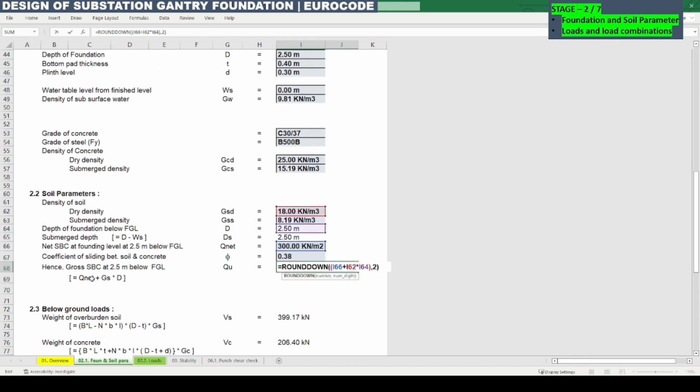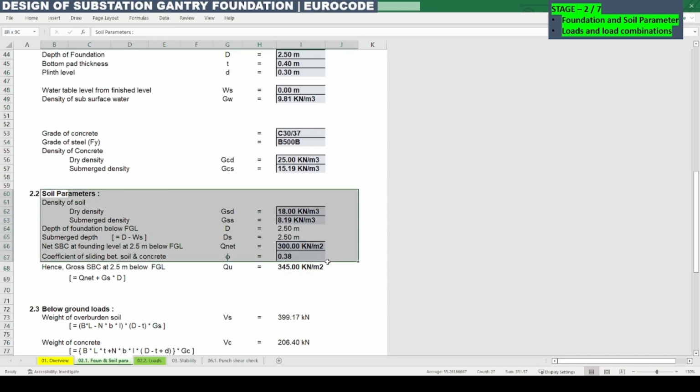So finally the gross SBC we need to consider at the depth of foundation, because you need to consider it along with the overburden soil also. So how we are calculating is: 300 kilonewton per meter square is the net SBC at foundation depth. Then the overburden soil density is 18 kilonewton per meter cube multiplied by the 2.5 meter. Adding this to the net bearing capacity, we are getting the gross bearing capacity. So this is all about soil parameters.